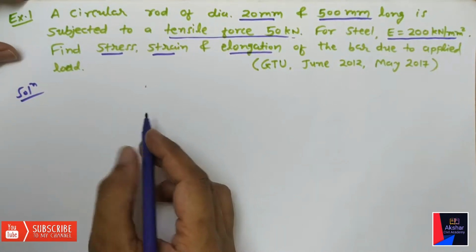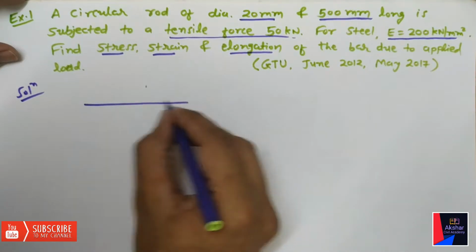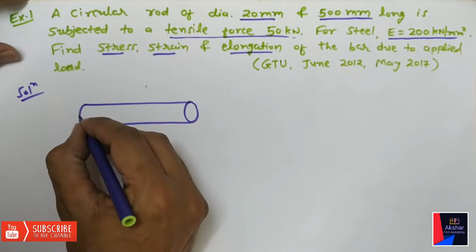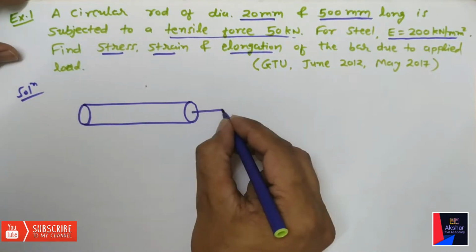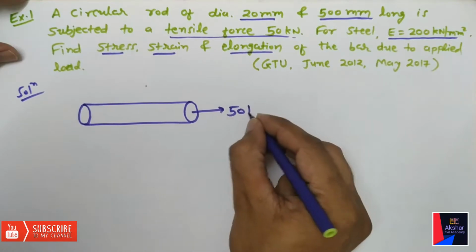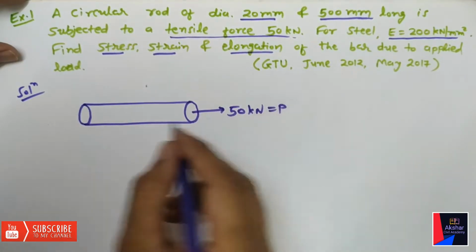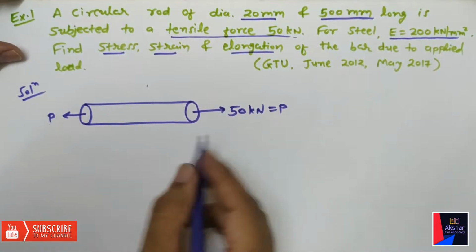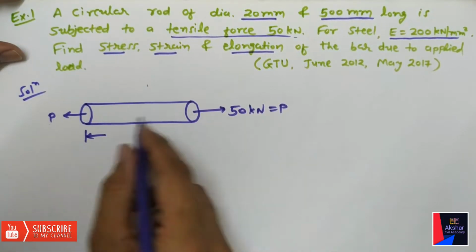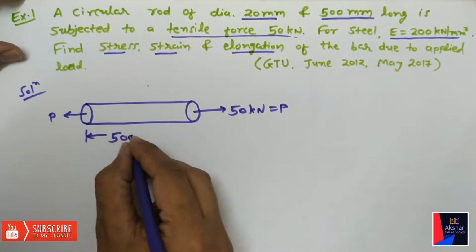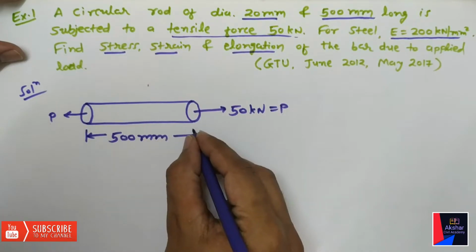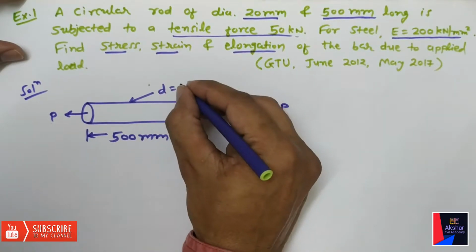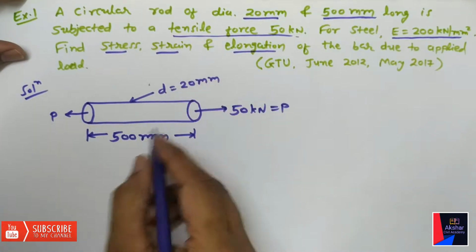First of all, let us draw a figure of such a rod. A circular rod is given, with 50 kilonewton tensile force at both ends. Let us take it as P, tensile force P. The length of this circular rod is given as 500 mm, and the diameter D is equal to 20 mm. This is the length.